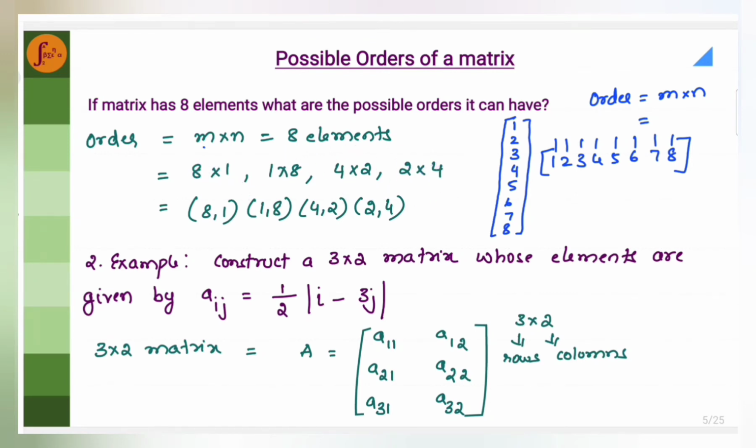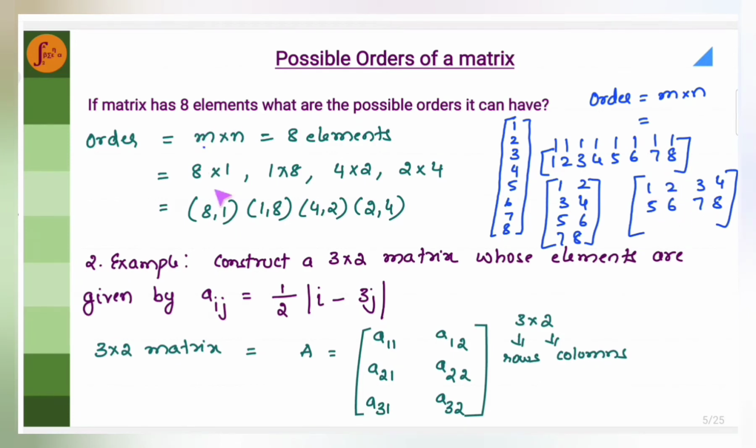Now when I say 4 by 2, it means 4 rows and 2 columns. So I can have something like this, 4 rows and 2 columns. Or I can also have it as 2 rows and 4 columns, like this. 4 columns are there and 2 rows are there. So if a matrix has 8 elements, then you can have 4 possible orders: 8 by 1, 1 by 8, 4 by 2, 2 by 4.